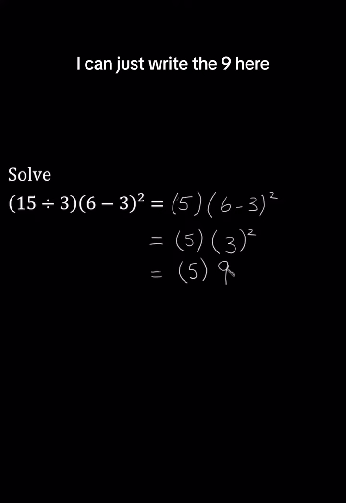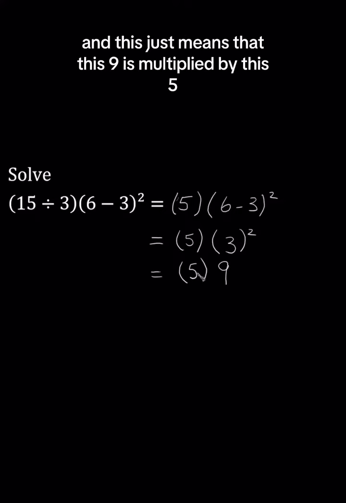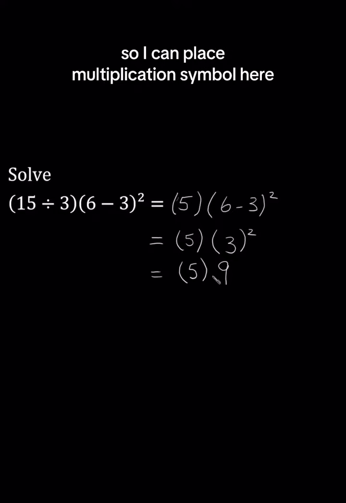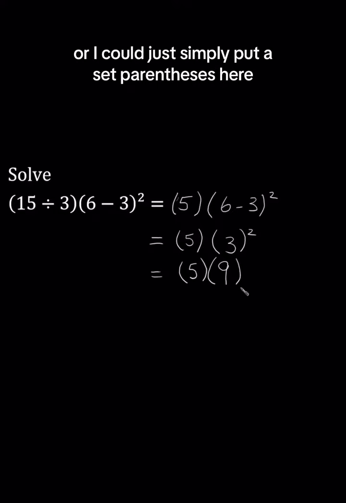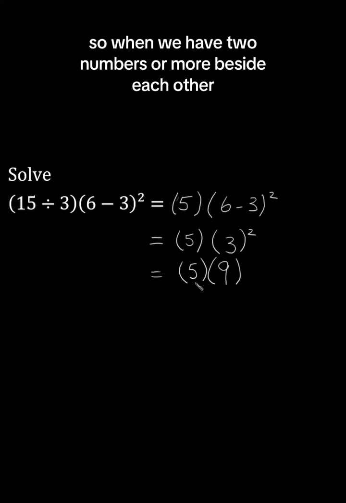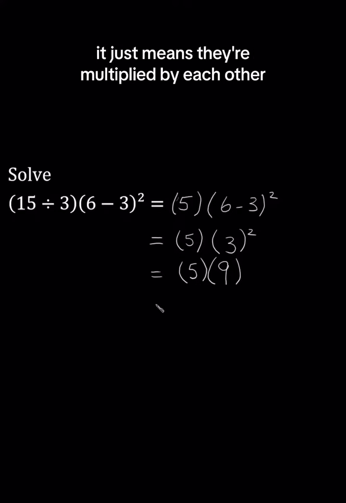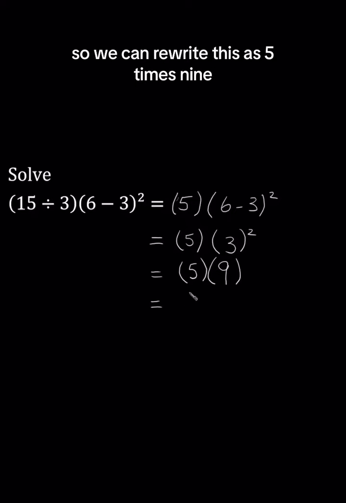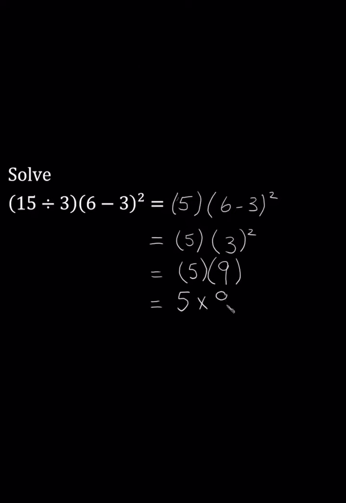And I can just write the 9 here, and this just means that this 9 is multiplied by this 5. So I can place a multiplication symbol here, or I could just simply put a set of parentheses here. Doesn't matter. When we have two numbers or more beside each other, and they're all enclosed in parentheses, it just means they're multiplied by each other. So we can rewrite this as 5 times 9.